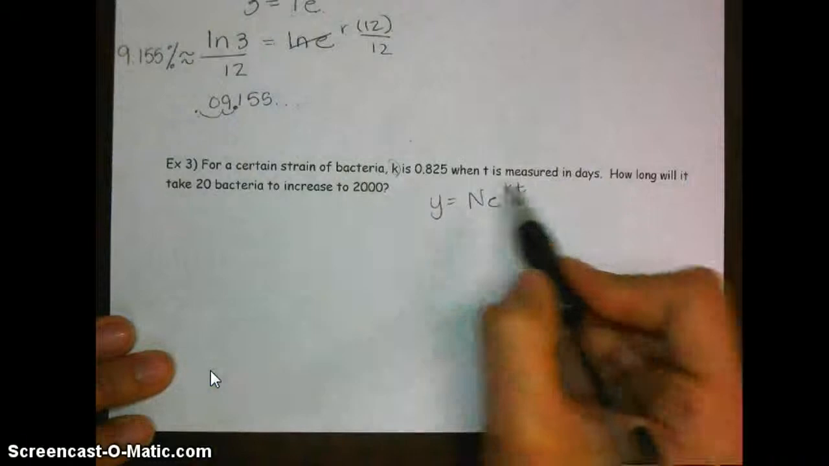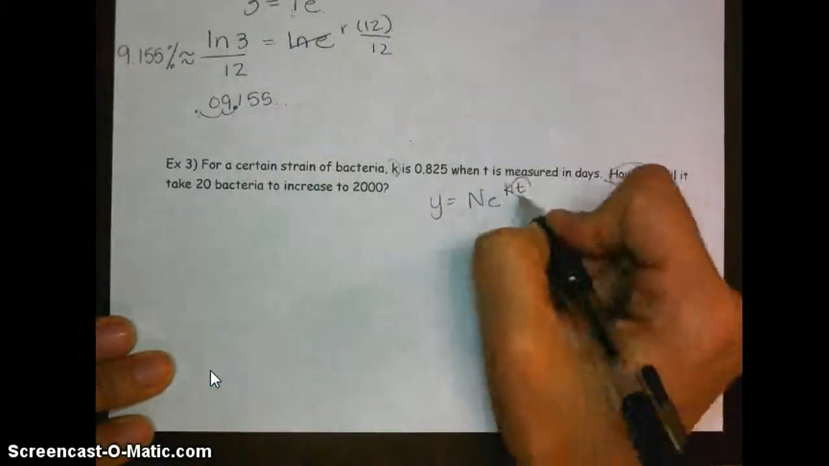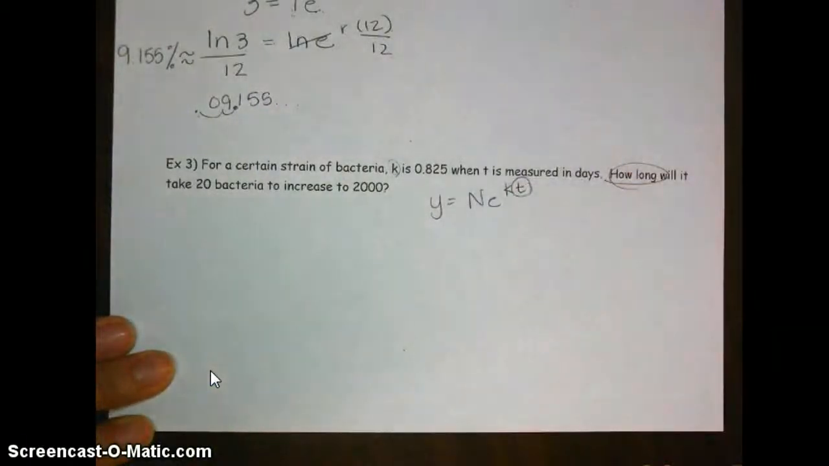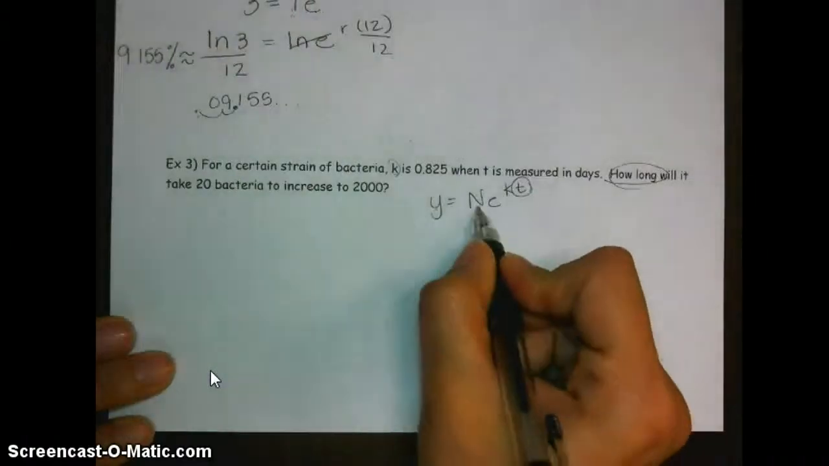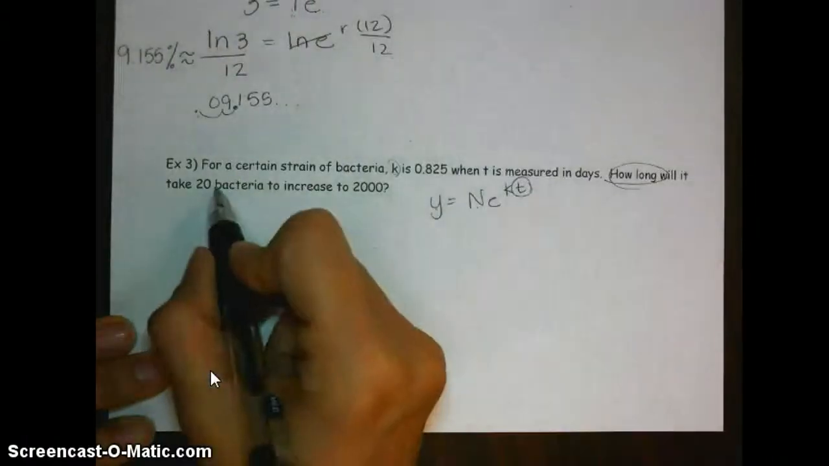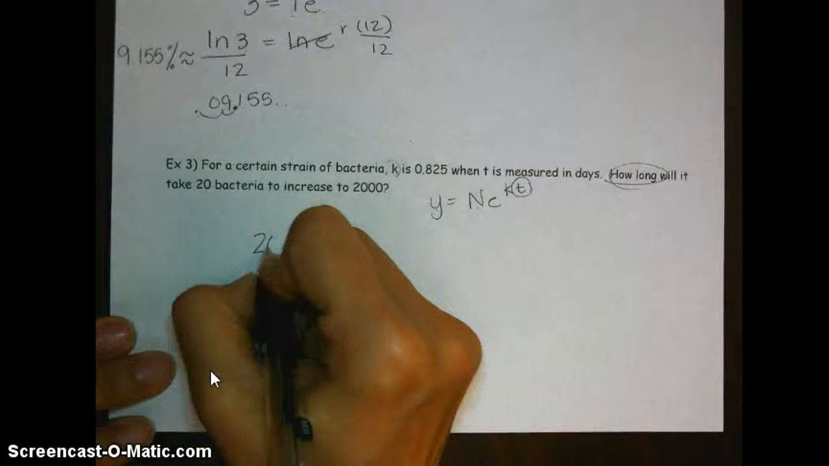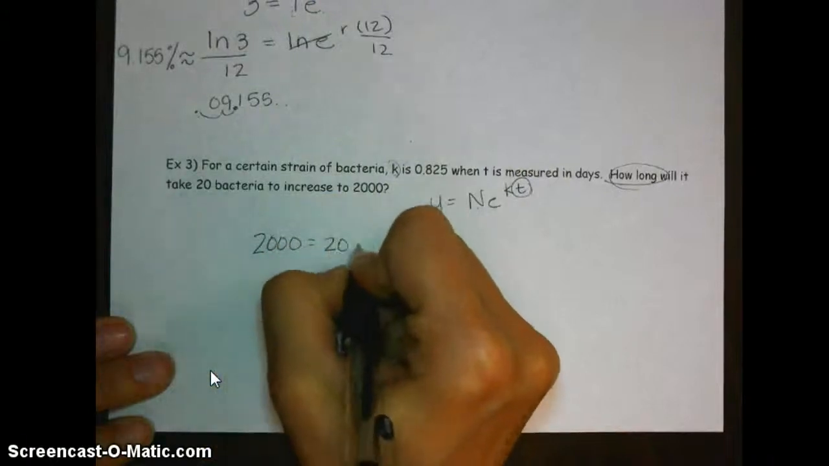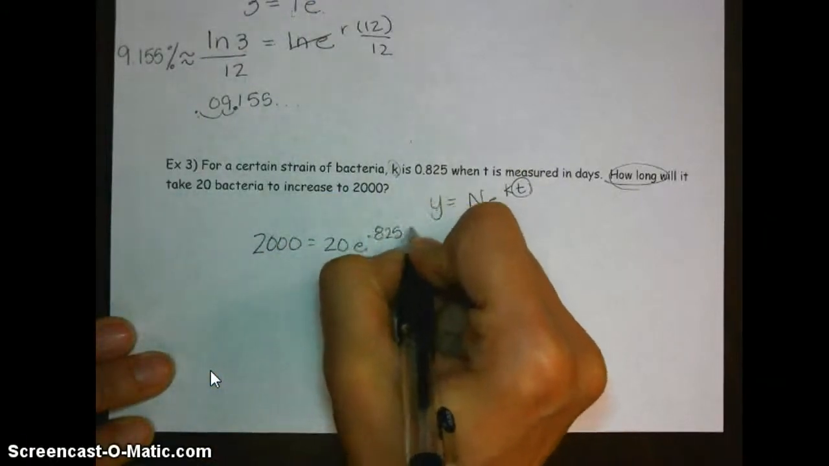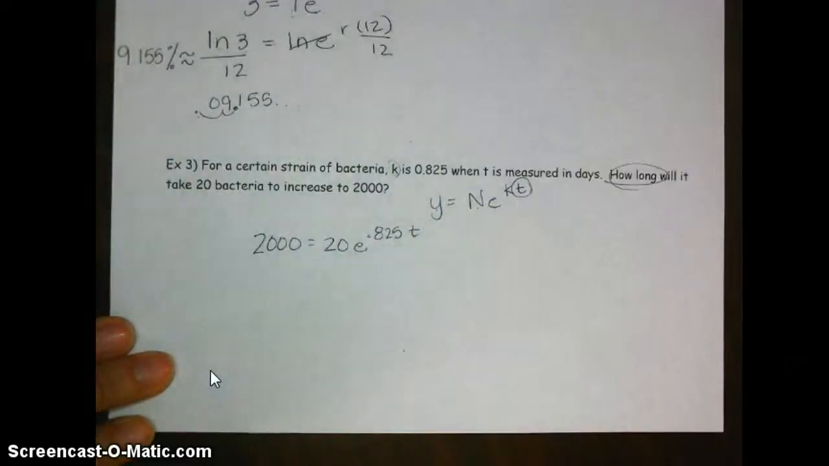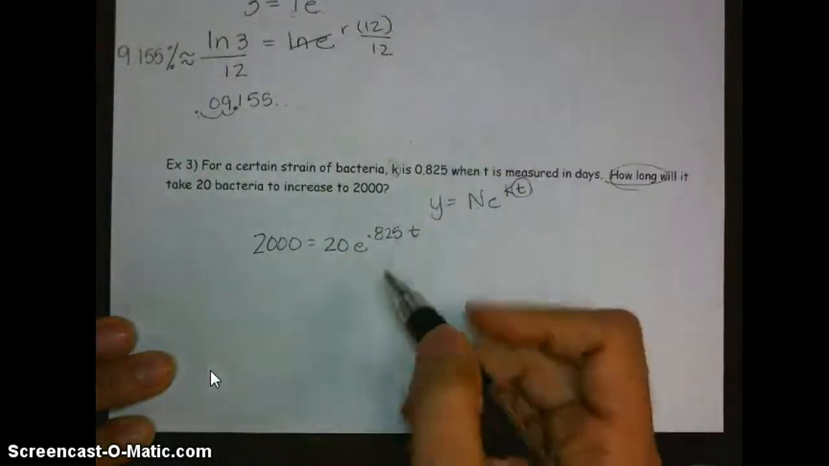Okay, and the question is how long? So that means we're needing to substitute values in, except for t. So y is the after amount, n is the original amount. So I'm taking it from 20 to 2,000. And k is 0.825. That's what it looks like with substitution.